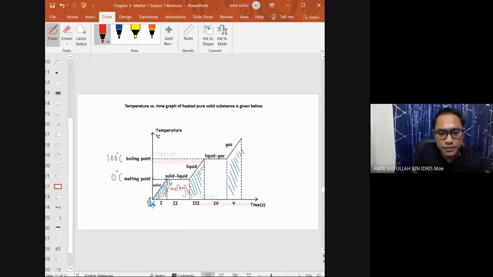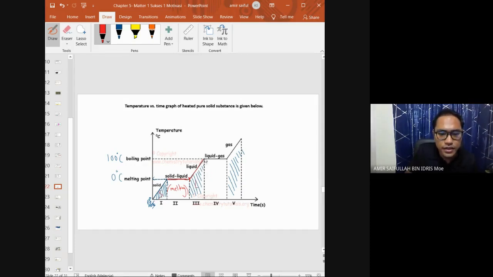When the process is happening, the temperature does not change. It does not increase or decrease. It maintains at the same temperature. So this process takes place and the temperature does not change. Once they have completely changed into liquid, then the temperature will start to increase again. So this is the state of liquid, totally in liquid.